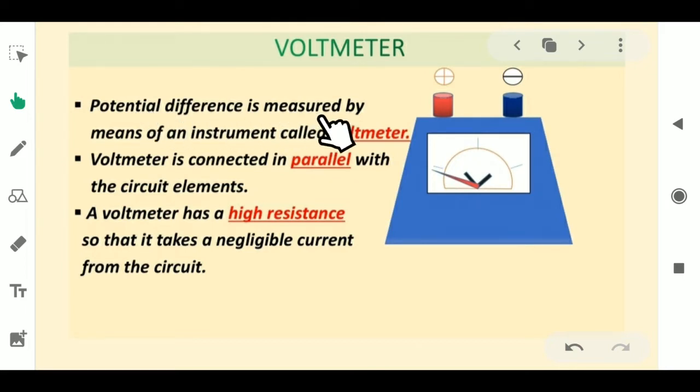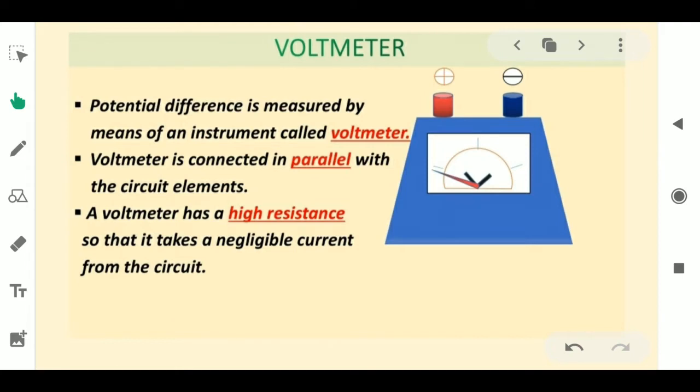Potential difference is measured by means of an instrument called a voltmeter. A voltmeter is used to measure the potential difference across the ends of a conductor. And we always connect this voltmeter in parallel with the electric circuit. Why do we connect the voltmeter in parallel? Because we have to measure the potential difference across the ends of a conductor, or simply we have to measure the potential difference between two points. So we always connect the voltmeter in parallel with the circuits.